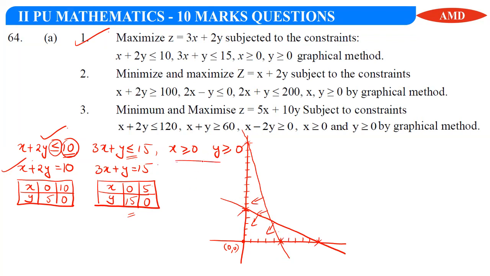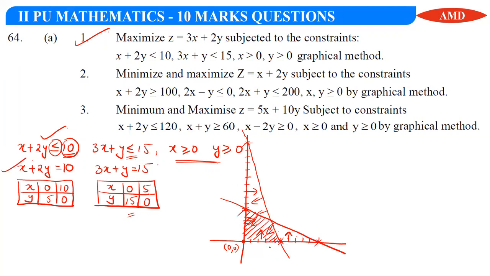And here there are 2 more inequalities. They are basically saying that both x as well as y must be greater than or equal to 0, and that happens only in the first quadrant, right? So we shall shade it this way. Now what is the common region here? The common region is this quadrilateral.